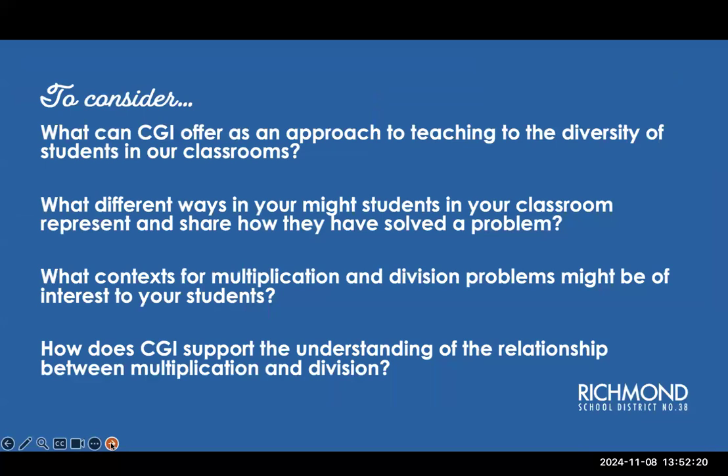So as we come to a close, I'd like you to consider what can CGI offer as an approach to teaching to the diversity of students in our classrooms. What different ways might students in your classroom represent and share how they have solved a problem? What context for multiplication and division problems might be of interest to your students? And how does CGI support the understanding of the relationship between multiplication and division?